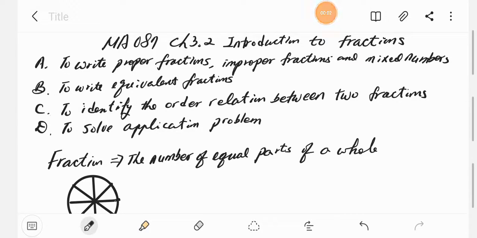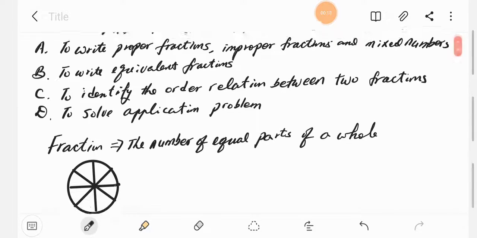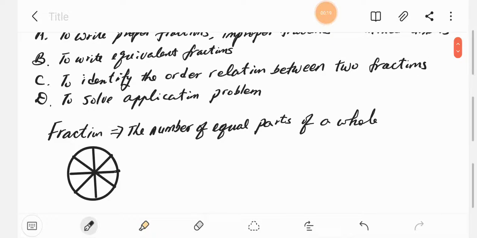Chapter 3.2 Introduction to Fractions. In this chapter we will learn four objectives. First, we will write proper fractions, improper fractions, and mixed numbers. The next objective is to write equivalent fractions.